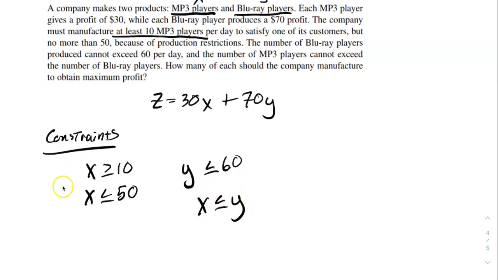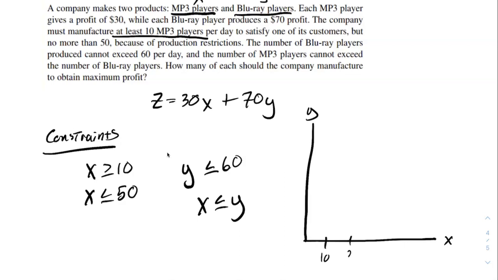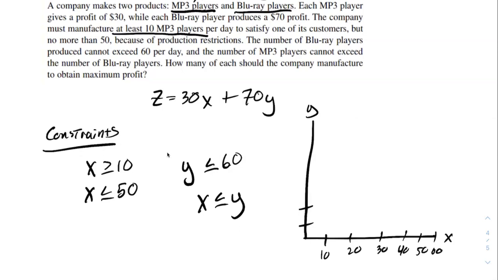So what we're going to do is graph all these constraints. Usually when we do a linear programming problem, we only do the positive X and Y axis. Something like this, and let's count by tens: 10, 20, 30, 40, 50, 60, and 10, 20, 30, 40, 50, 60, 70. So something like that. Here's my X, which is MP3 players, and here's my Y, Blu-ray players.